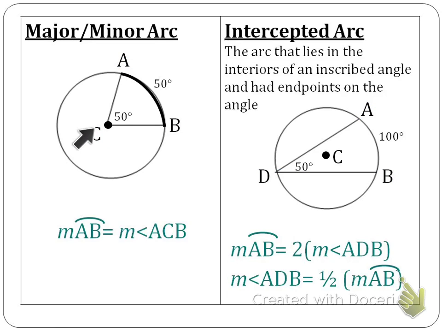So an example in this, if we see the central angle is 50, then its arc is 50. If the measure of an inscribed angle is 50, then its intercepted arc is 100, and vice versa. If you see an arc having 100, then its inscribed angle is half of it.